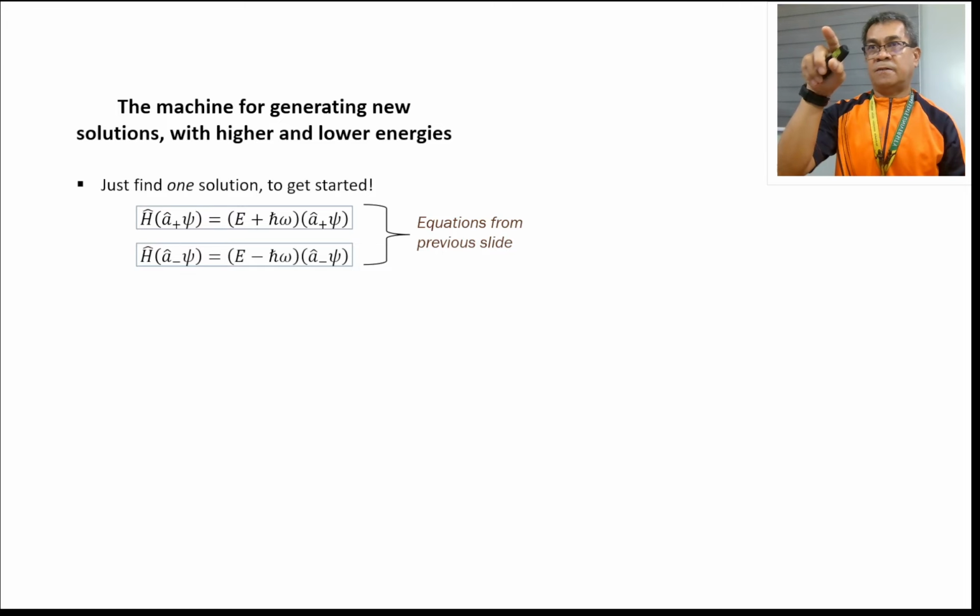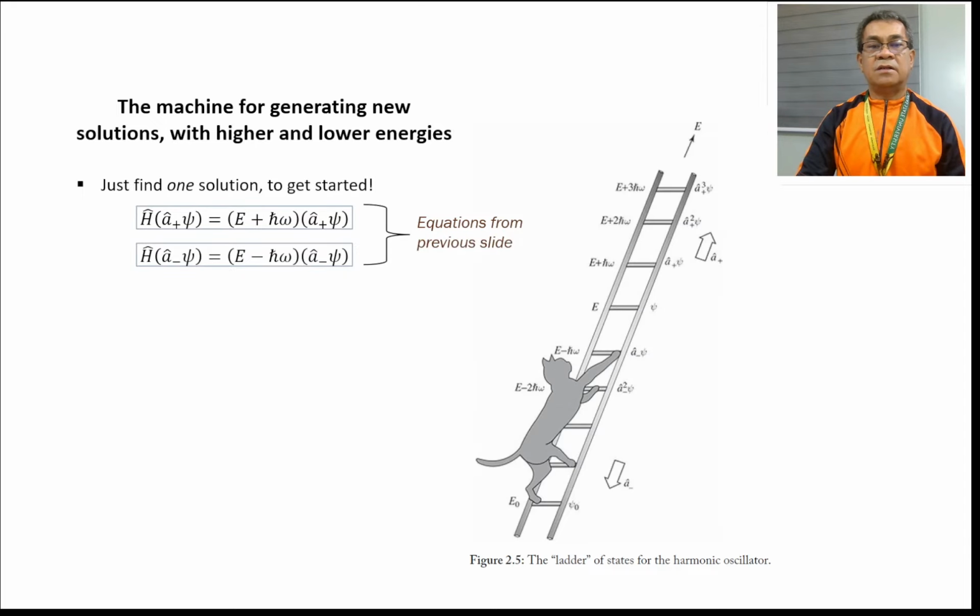So if psi is known, then let the operator act on that, and we can find a new one at the next level. But if we apply the lowering operator, then we can find the energy or wave function at a lower level. That's why we call this a ladder operator. It's a step, no? Griffiths provides this diagram showing the cat that climbs up the ladder.